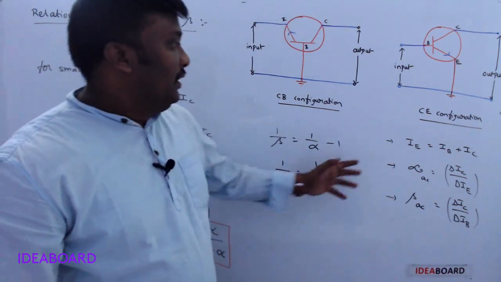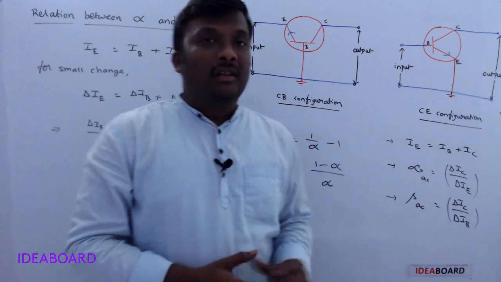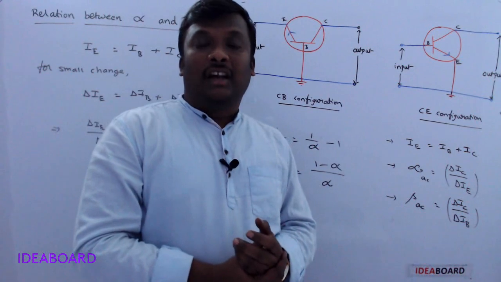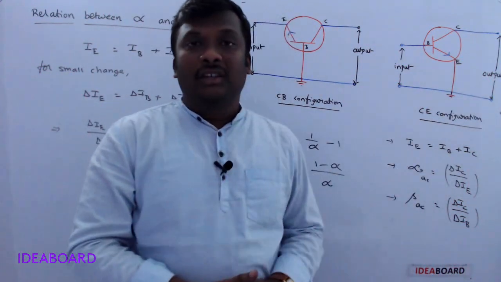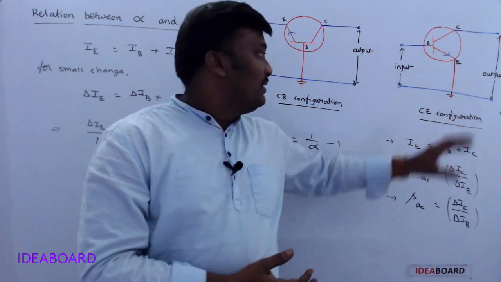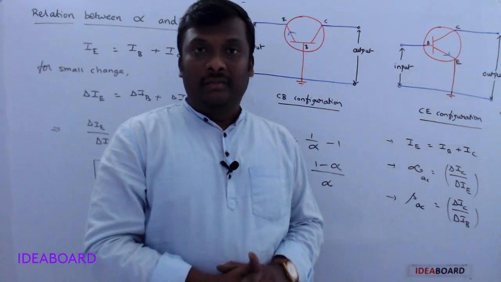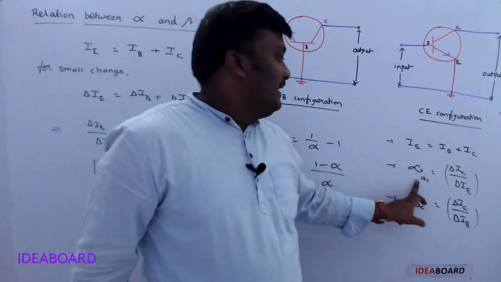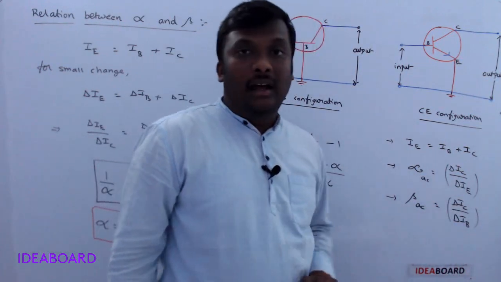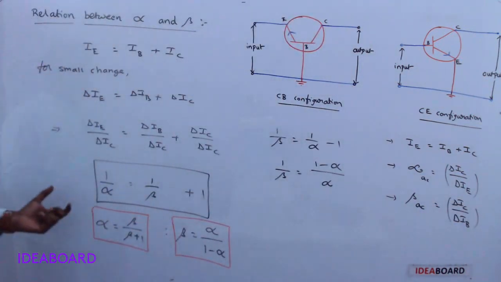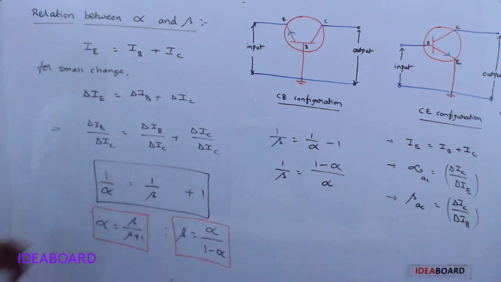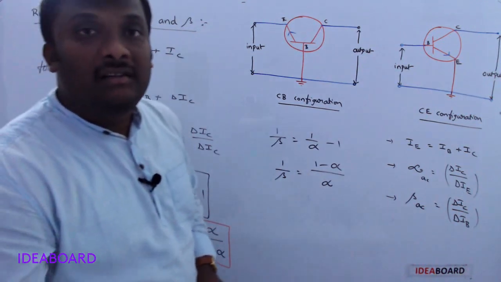So in today's class we learned about the configurations of transistor. The mostly used transistor configuration is the common emitter configuration, because its current gain is very huge. That's why we generally use the common emitter configuration. Alpha AC value is delta IC by delta IE, beta AC value is delta IC by delta IB, and for the relation between alpha and beta you may use any one of these three equations. Is it understood?